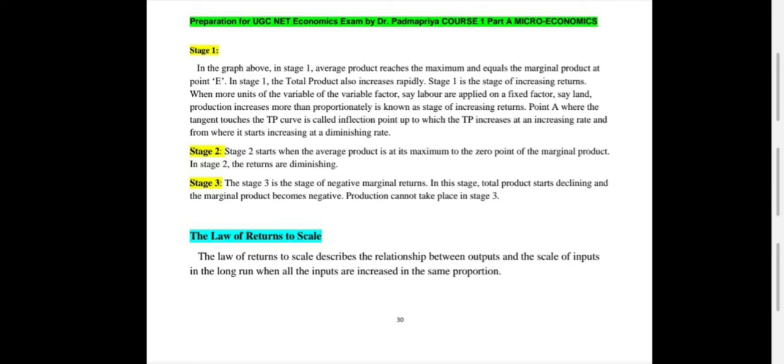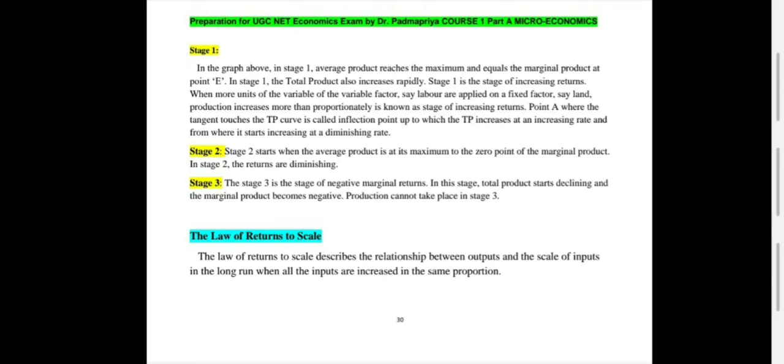Stage 2 starts when the average product is at its maximum and goes to the zero point of the marginal product. In stage 2, the returns are diminishing. In stage 3, we see that it is a stage of negative marginal returns. So production cannot take place in stage 3.